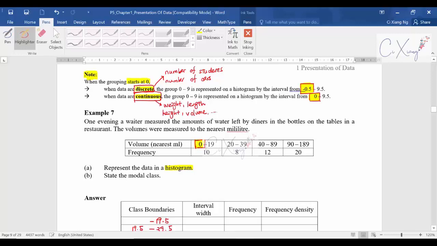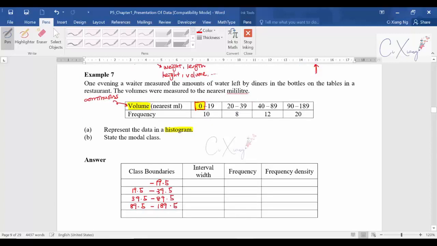If you have a look at our data, our grouping starts from 0, so I need to consider whether my data belongs to continuous or discrete data. They are talking about volume. Volume is something that we measure, so this is continuous data. Therefore, you don't need to adjust the 0 to become negative 0.5. You just keep it as 0, so my class boundary here will be 0.